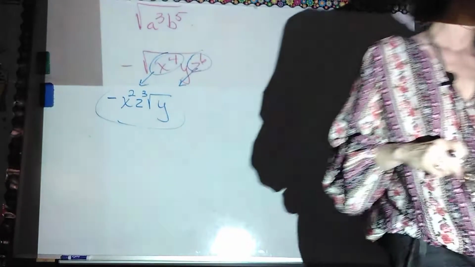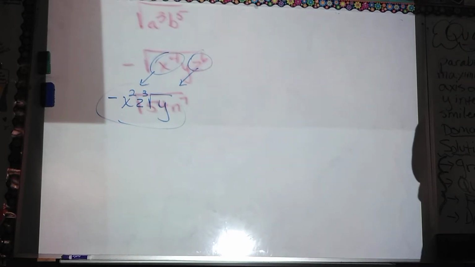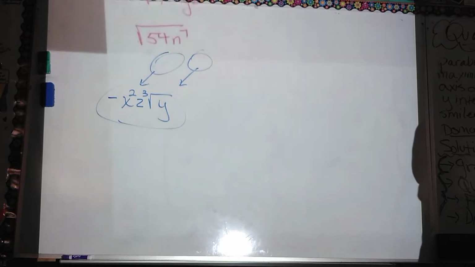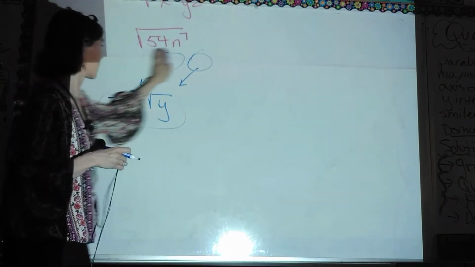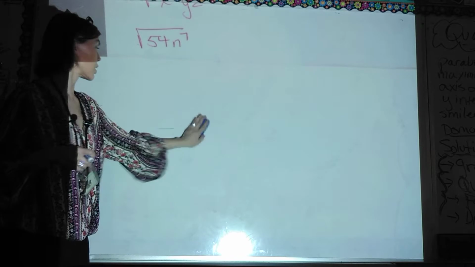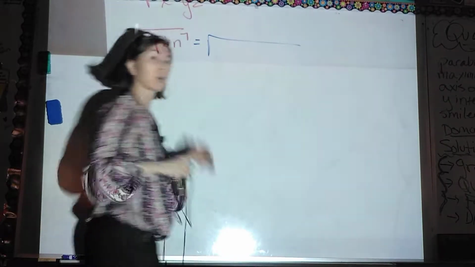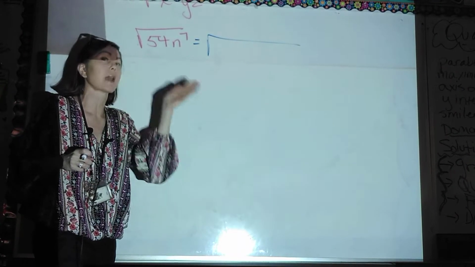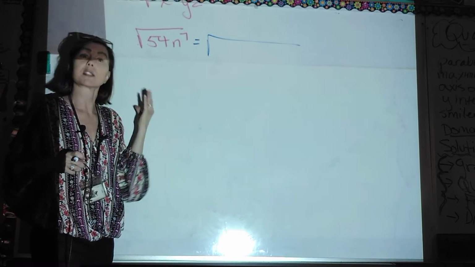Okay? So, let's put up the next one. 54 n to the 7th. Okay? There it is. Now we've got a number and a variable. Let me erase this. Under the roof. Okay? So, again, draw the roof. So, how you do this, you guys, when you have the number and the variable under the roof, you have to deal with the number first, then the variable. So, let's deal with the number first.